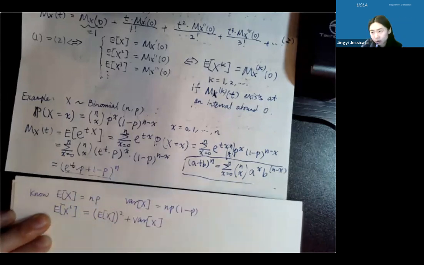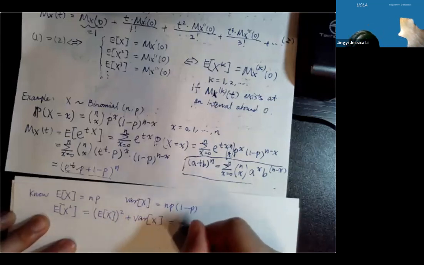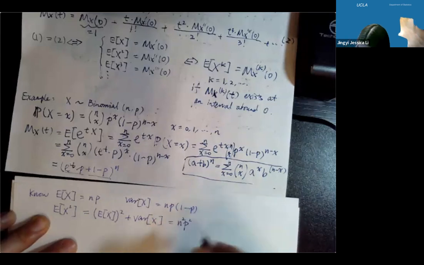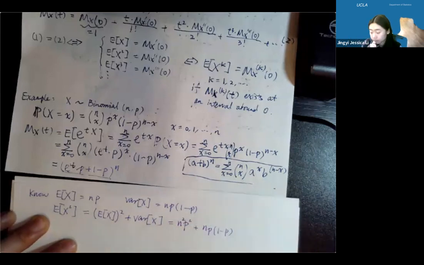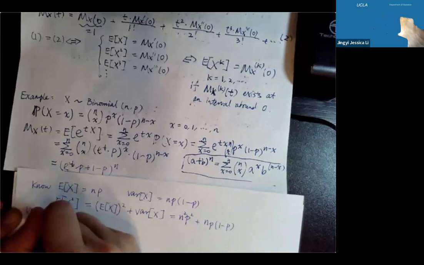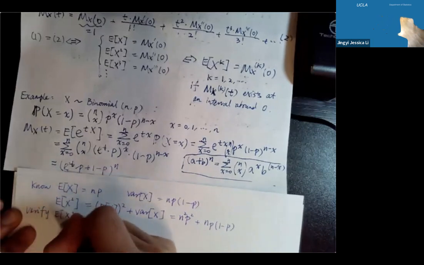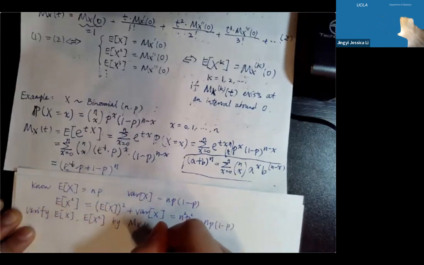Please note that the second moment is not equal to the variance. Their difference is the square of the first moment, so the second moment is greater than or equal to the variance because of this term. Therefore, if we do the algebra, it's n squared p squared plus np times 1 minus p. Okay, so this is what we know. Now let's verify the first and second moments by using the MGF we just obtained.